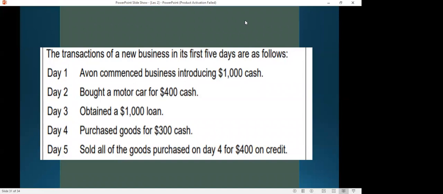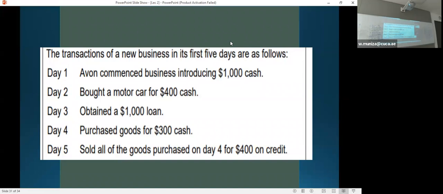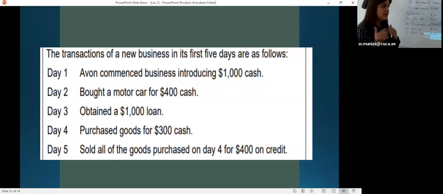Ma'am, can you please tell me about the day 5th? Sure. On day 5, sold all the goods purchased on day 4 for 400 on credit. Mariam, the goods have been sold on credit basis. Means that goods have been sold, but the amount is not yet received in the form of cash. But the amount is promised to be received in the future. This is a credit transaction, credit sales. The goods have been sold, but the amount is not yet received.